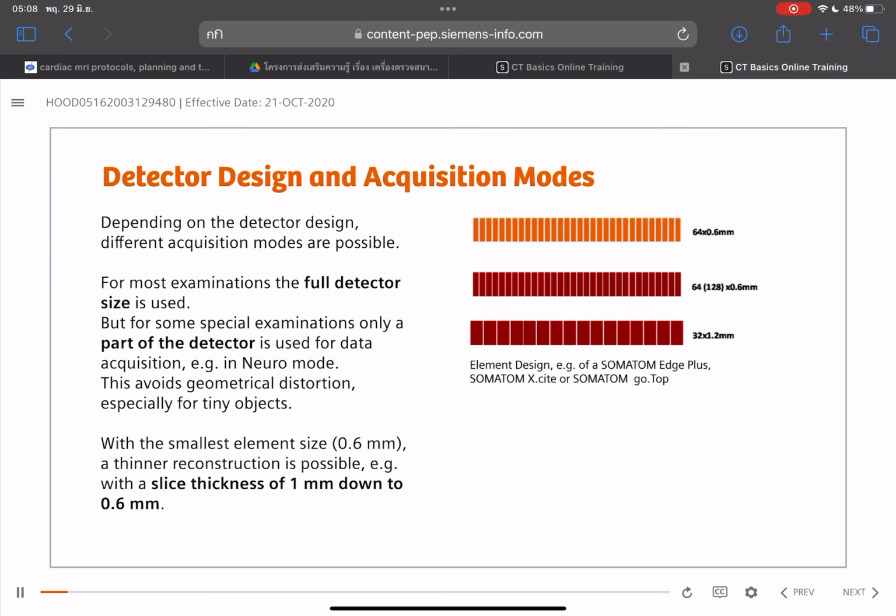Depending on the detector design, different acquisition modes are possible. For most examinations, the full detector size is used. But for some special examinations, only a part of the detector is used for data acquisition, for example, in neuro mode. This avoids geometrical distortion, especially for tiny objects. With the smallest element size of 0.6 millimeters, a thinner reconstruction is possible, for example, with a slice thickness of 1 millimeter down to 0.6 millimeters.